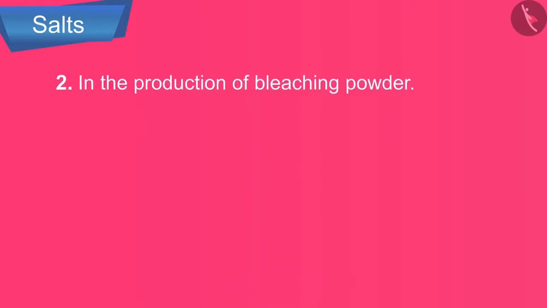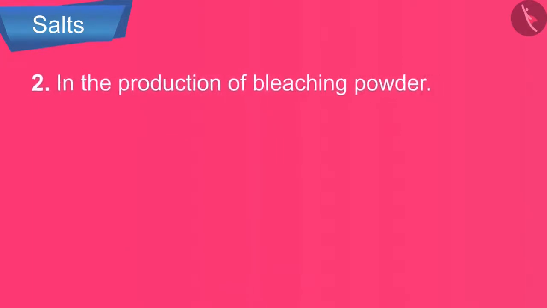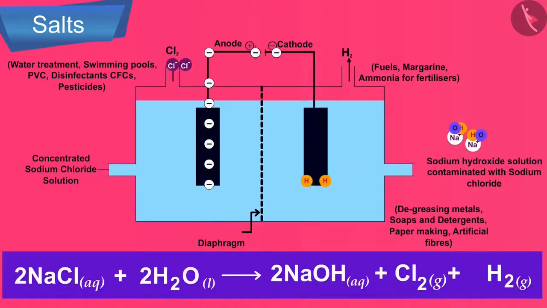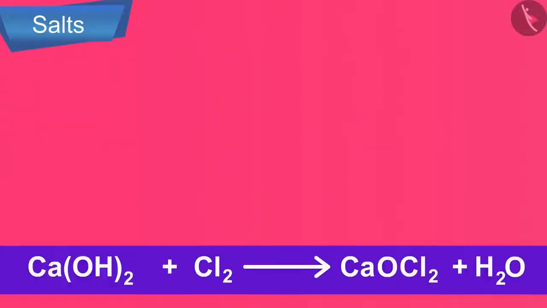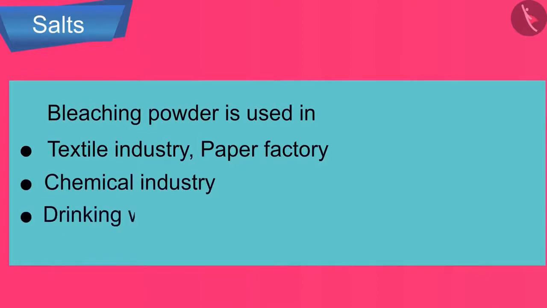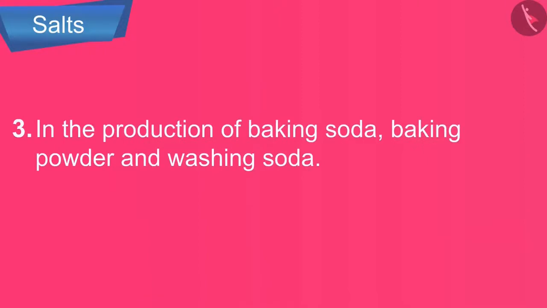2. In the production of bleaching powder. The electrolytic decomposition of sodium chloride produces chlorine gas, which is used in the production of bleaching powder. Bleaching powder is used in the textile industry, paper factory, chemical industry, and drinking water to get rid of bacteria. 3. In the production of baking soda, baking powder, and washing soda. So friends, in this video, we studied salts.